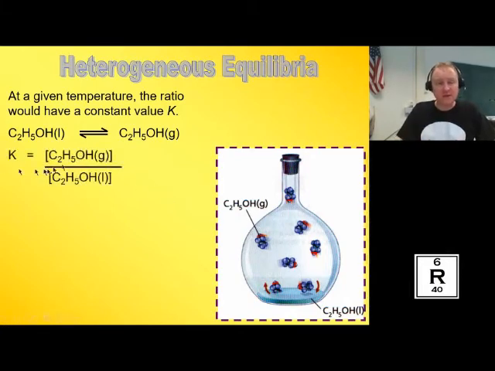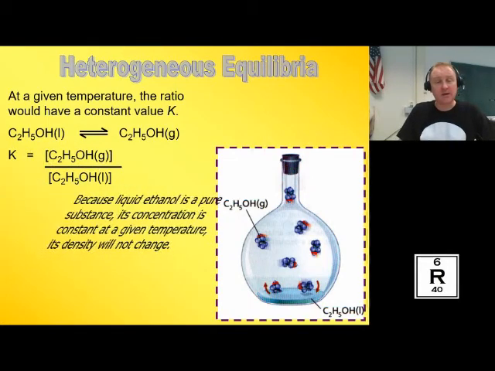So from what we just talked about, the equilibrium constant would be expressed like this. It would be the products, which would be ethanol gas, as the numerator, and the reactants, which is ethanol liquid, as the denominator. So I would represent the equilibrium constant like this. But I want you to take a note here.